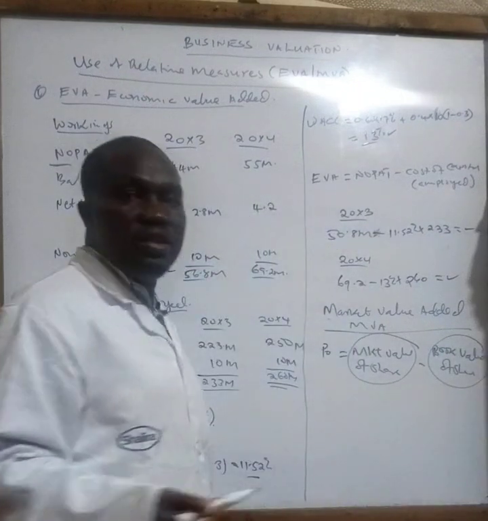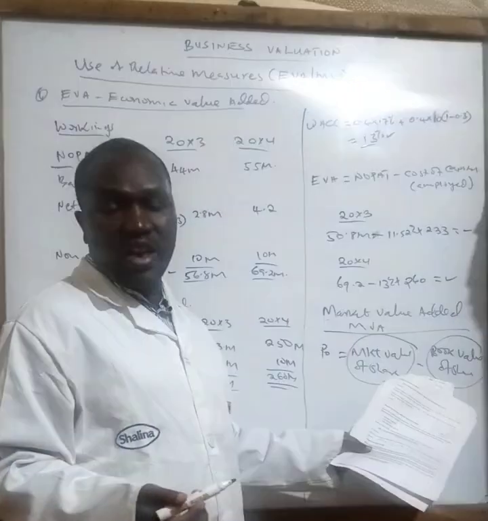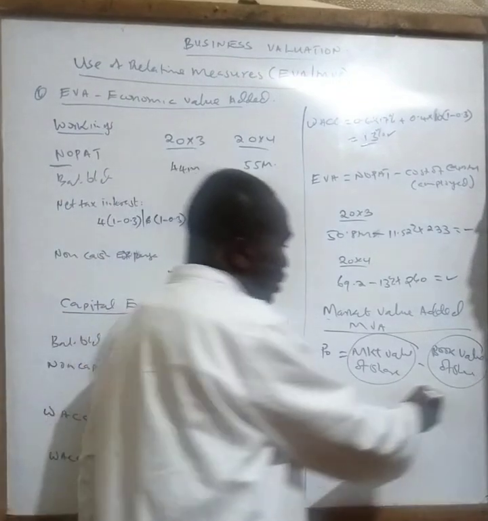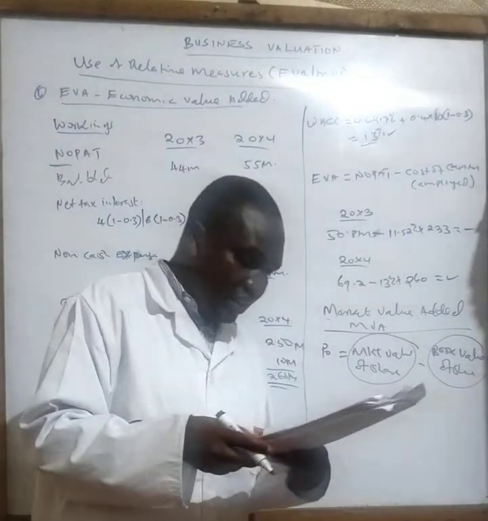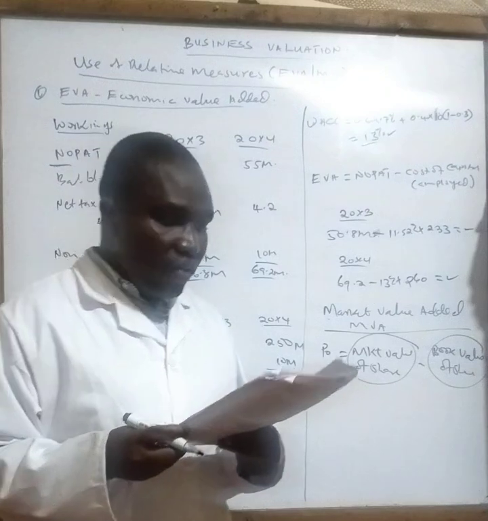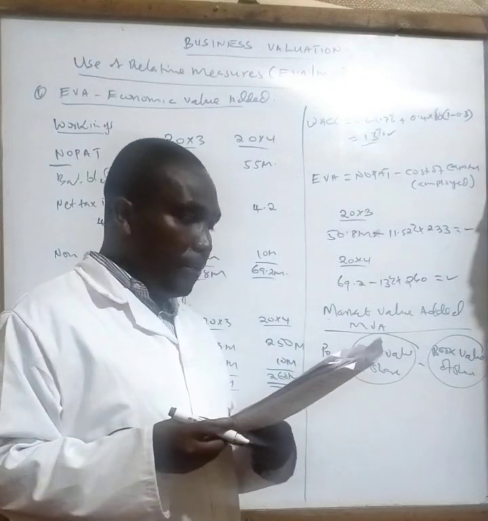So book value here means these are the figures shown on the financial statement. So we compare the two. So let's see an example that is given there. I've given one example. So let's see.